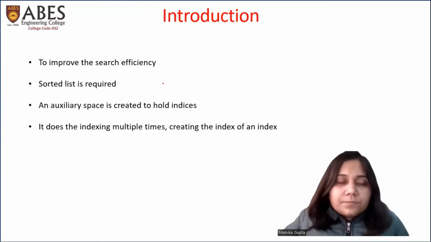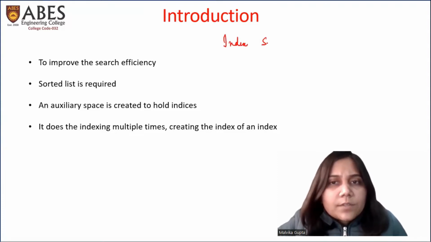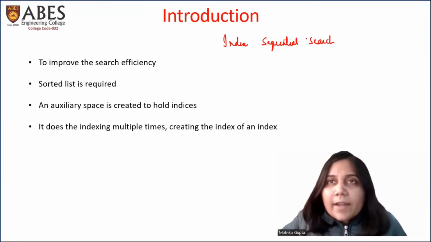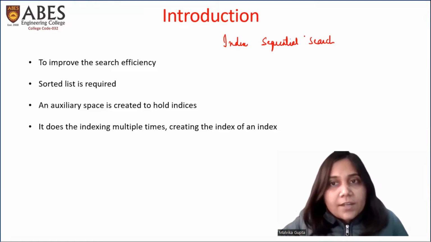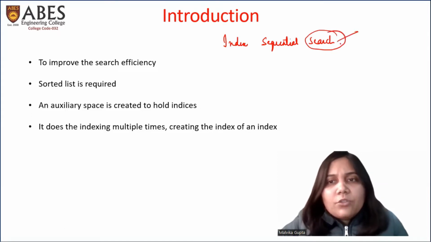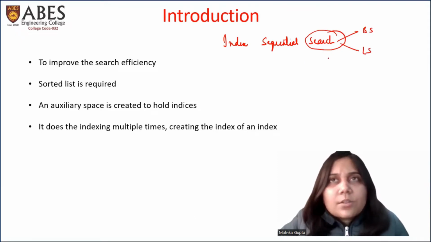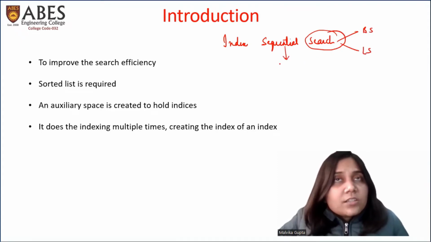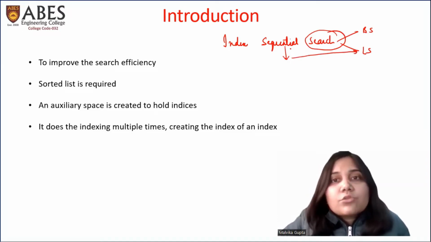As I have told you, the name of this algorithm is index sequential search. Searching means to find whether an element is present in an array or not, so there are two possibilities: either the element is present or it is not. We have two very frequently used searching techniques, binary search and linear search. Linear search is also known as sequential search.